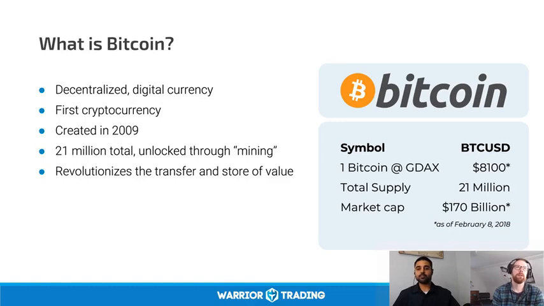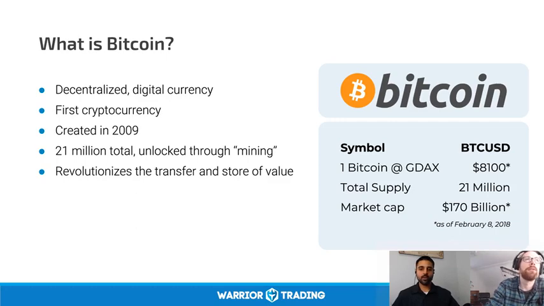So I would compare it to innovations in email and text messaging, which revolutionized the way in which we communicate with each other. It was the first cryptocurrency, created back in 2009 by an unidentified individual named Satoshi Nakamoto. He designed Bitcoin to have a maximum supply of 21 million coins, and they are unlocked through a process called mining. Currently, there's about 16 million Bitcoins in circulation, so that leaves another 5 million to be mined. Once the last Bitcoin is mined, it won't be possible to create any more of them.